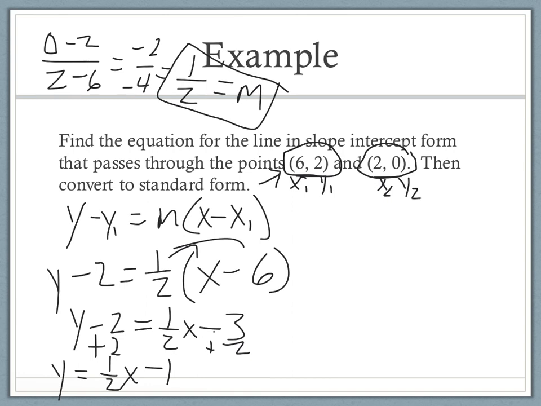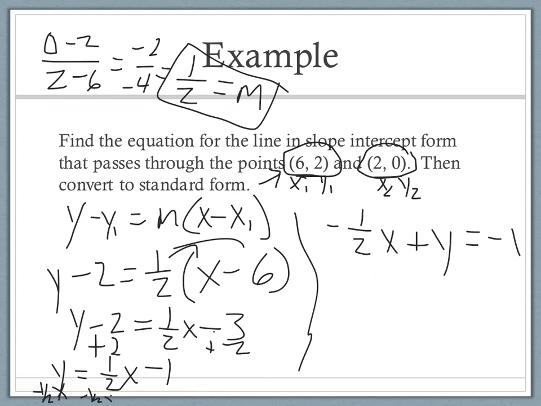I need to get it into standard form. That means we need to get the x and the y on the same side. So I'm going to have to actually subtract 1/2 x from both sides, okay, to move that x over. So I have negative 1/2 x. Okay, I'm going to kind of draw that so you don't get it confused, but negative 1/2 x plus y equals negative 1. Now, this is where some people got it confused.